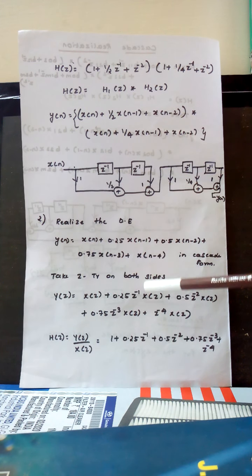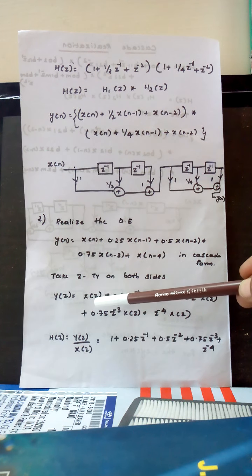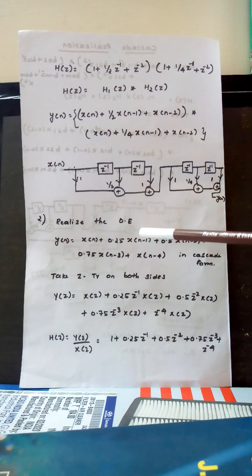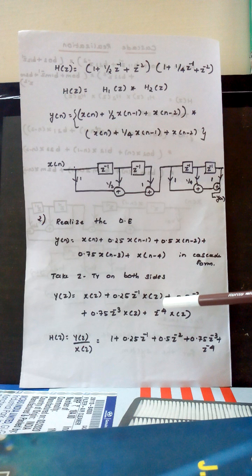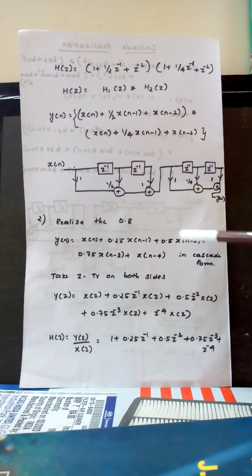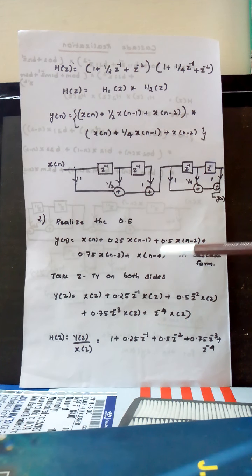So we can take the z transform on both the sides. So y of n will become y of z, x of n will become x of z, and 0.25 into x of n minus 1 we can write as z to the power of minus 1 into x of z. Similarly, this one we can write as z to the power of minus 2 into x of z, and x of n minus 3 will become z to the power of minus 3 into x of z.